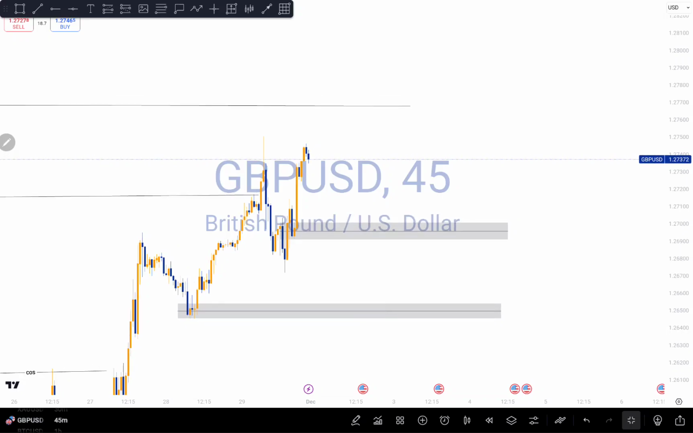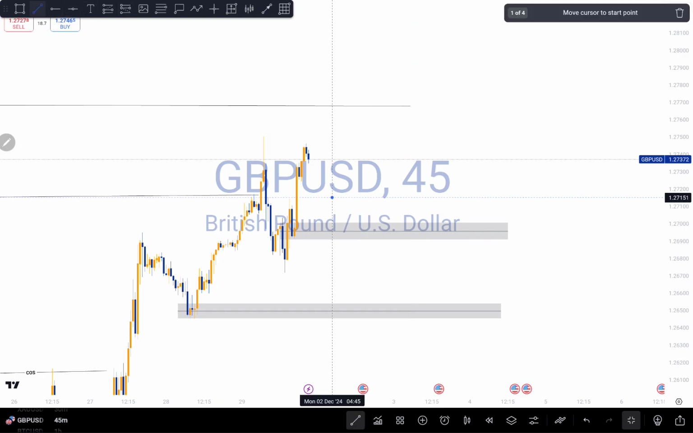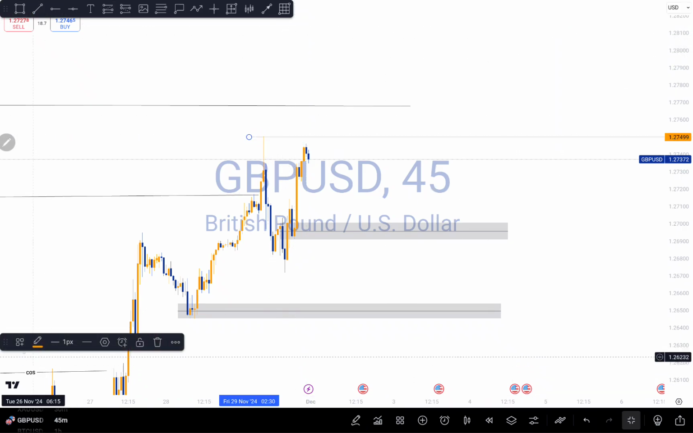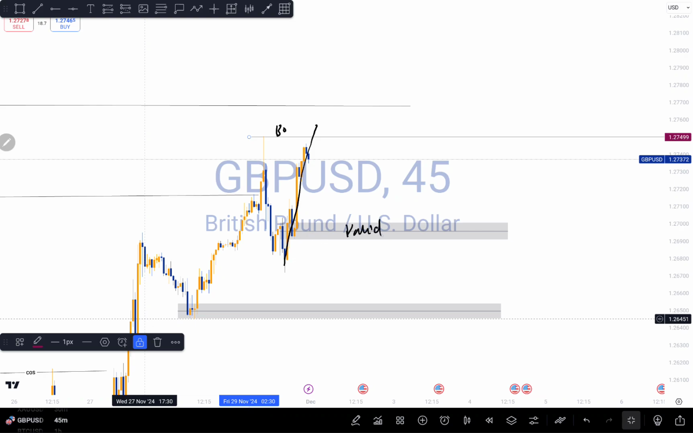Because this impulsive move hasn't broken this previous structure right here, this might be some sort of invalid. But like I said, let's see how the market will react. This is the previous high we have. If you see this one break this, then this will be a valid point of interest. But if it doesn't break it, then this will not be a point of interest anymore. Then we have to look for something else.